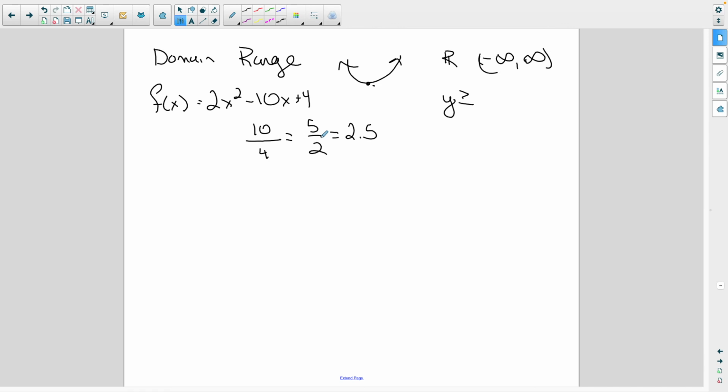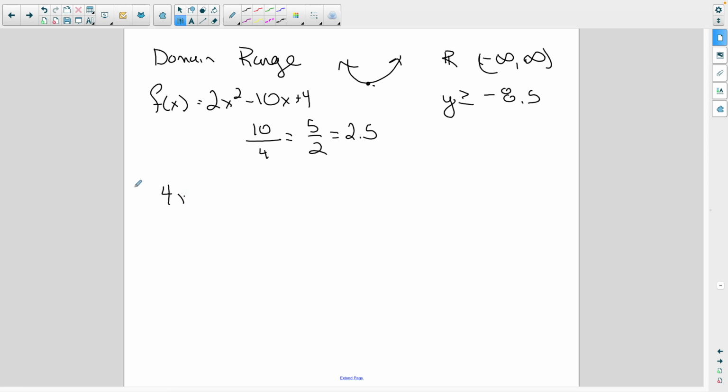So let's see here. We're going to do 2 times 2.5 squared minus 10 times 2.5 plus 4, which would give me negative 8.5. We know it's greater than because it's a minimum. All right, our next one.